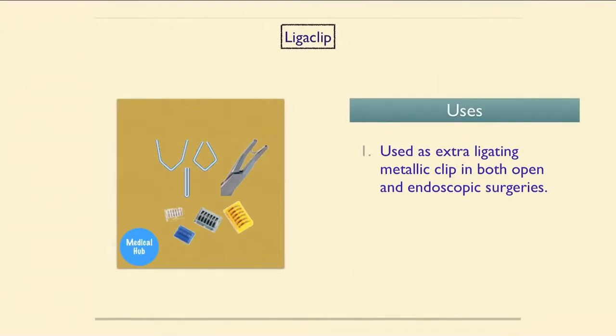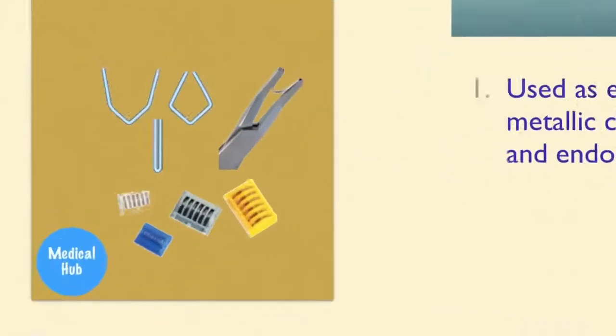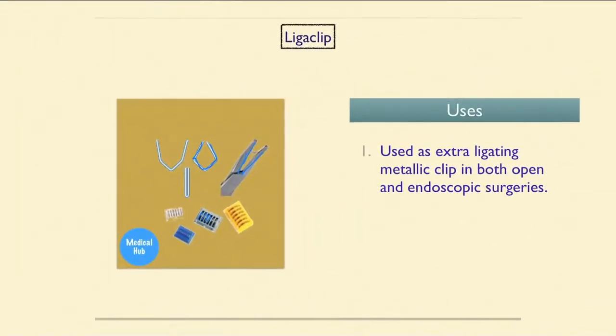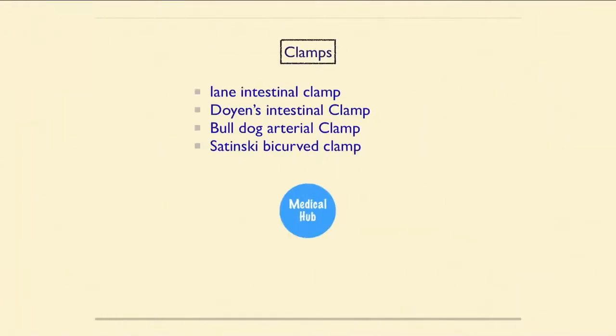Next, these are the Liga clip. Okay, so these are the Liga clips, and it is kept through this instrument. So this is used as extra ligating metallic clip in both open and endoscopic surgeries.